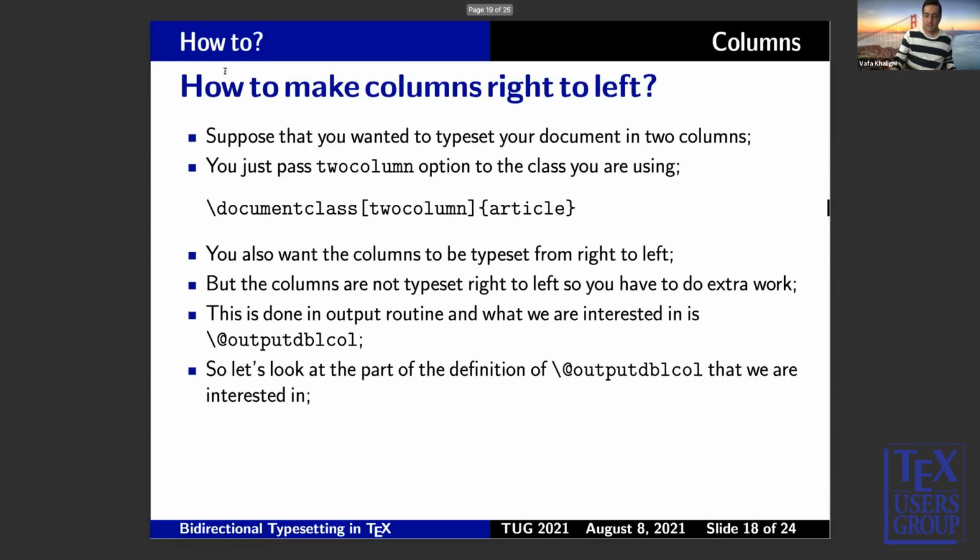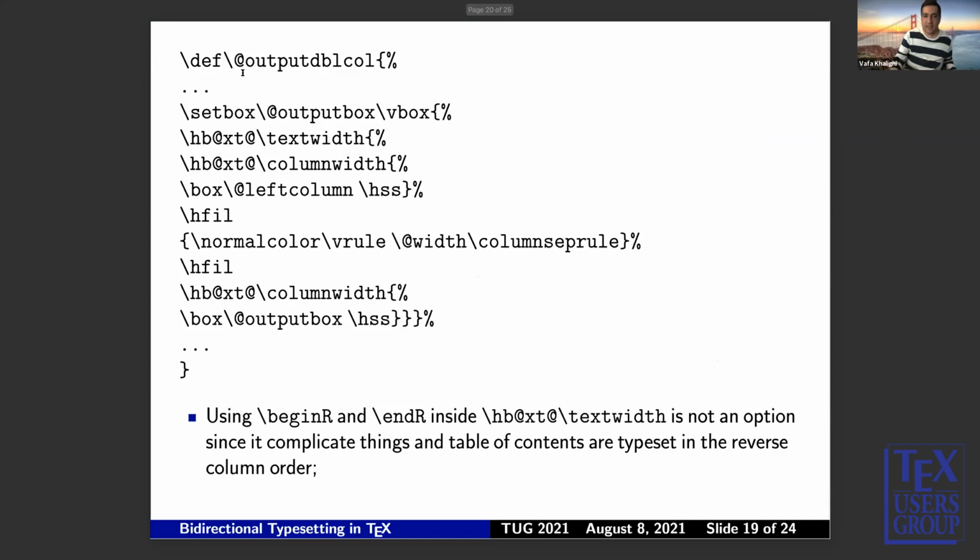So if you look at the definition of output DBL call, this is the definition that you have. There is some stuff before, but this is the part that I'm interested in. There's a V box here, then you put an H box as wide as text width, then you put another H box as wide as the column width, you put your first box here, then you put the rule that separates the two columns here, and at the end you also put the second or the last column.